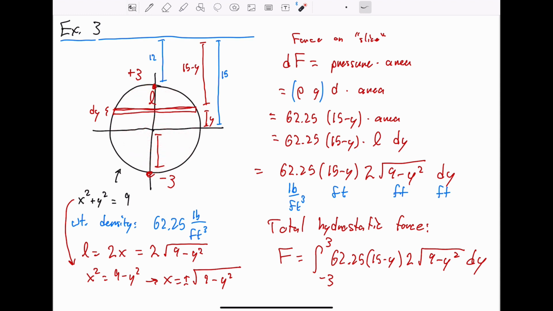Now, I'll just mention here that we don't actually have the resources to solve this integral by hand. This requires something called trigonometric substitution, which is not a topic that we've covered, so we'll rely on Mathematica to find the value of this integral. If we plug this into Mathematica, we get 26,401.2 pounds. This is roughly equal to the weight of 2 African elephants, and that's how much force is being applied to this submerged window.